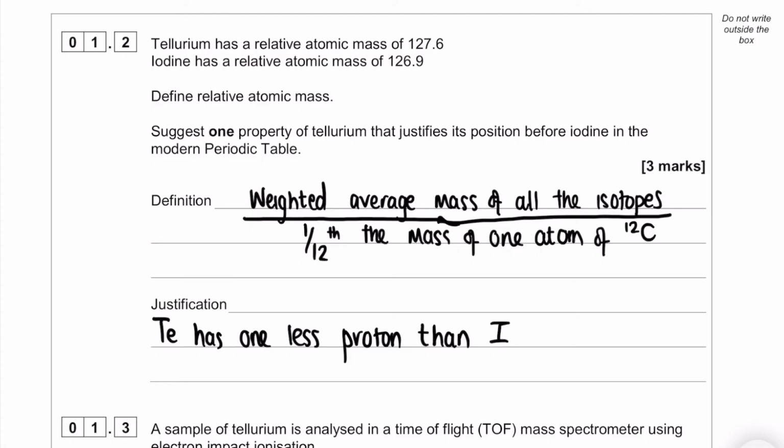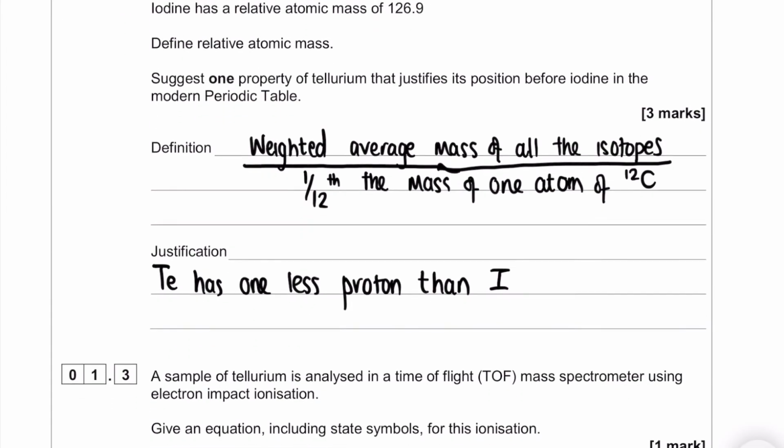You could say that Te has 6 outer shell electrons, whereas I has 7, and that's why they're in group 6 and group 7 respectively. That would also be acceptable.